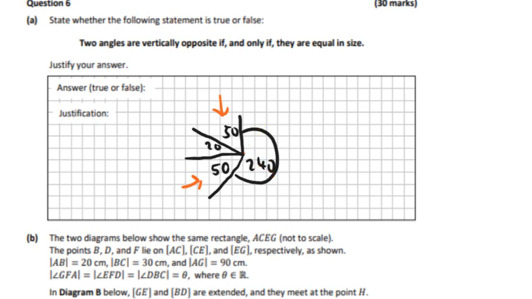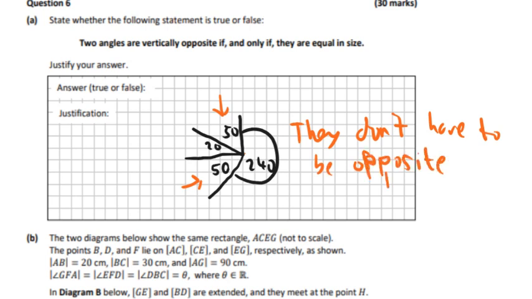So therefore they don't have to be opposite to be equal. That's basically the justification. So something like that is what you have to say. So it's false, the statement.